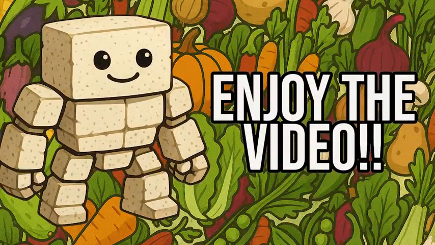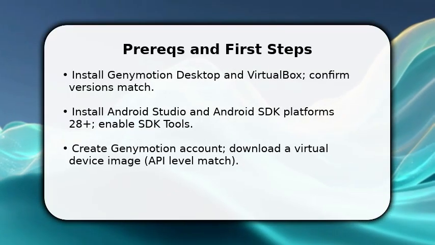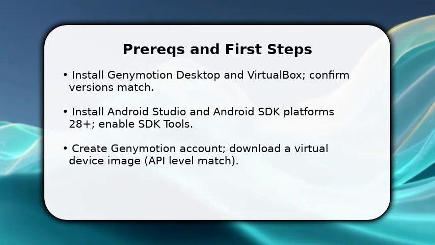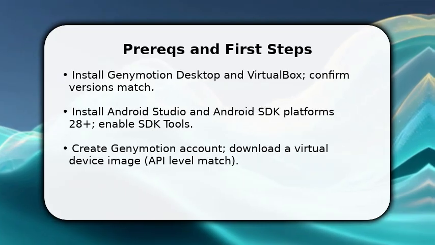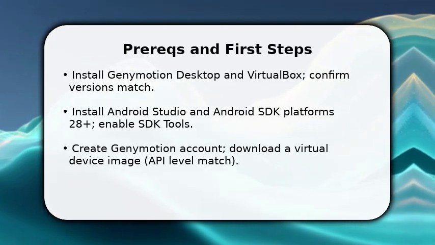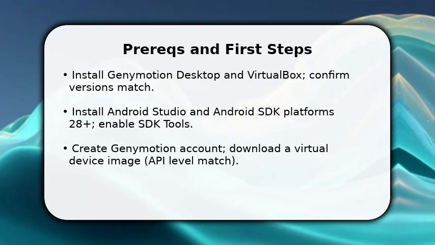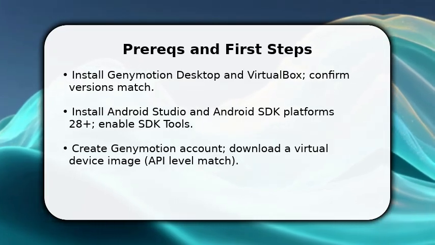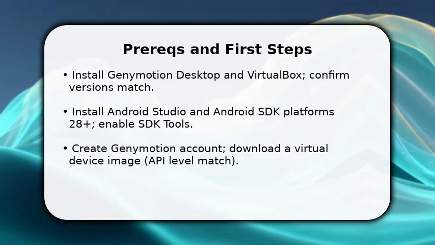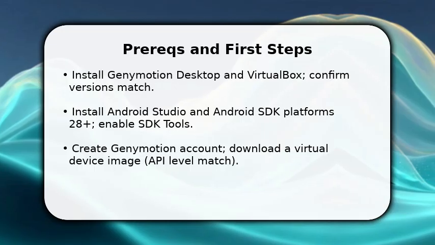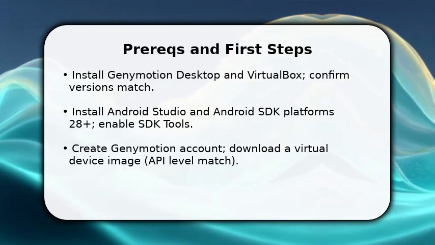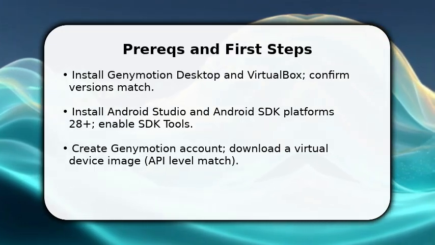Please enjoy the video. You start by verifying prerequisites: Genymotion Desktop plus VirtualBox and Android Studio with matching SDK platforms. Once installed, sign into Genymotion and download a virtual device image that matches your target API level. Make sure Android Studio's SDK path is correct in Genymotion settings, so the emulator and IDE share the same tools.